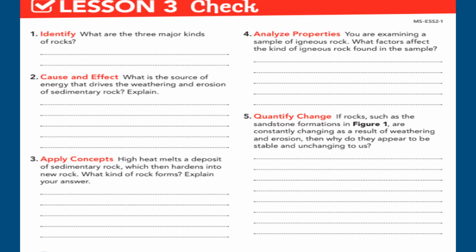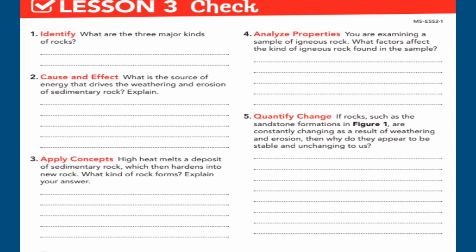3, high heat melts a deposit of sedimentary rock, which then hardens into new rock. What kind of rock forms? Explain your answer. So igneous rock. Igneous rock forms from the cooling of melted rock, which is magma or lava. 4, you are examining a sample of igneous rock. What factors affect the kind of igneous rock found in the sample? So the temperature of the magma and its composition affect the kind of igneous rock that is formed.